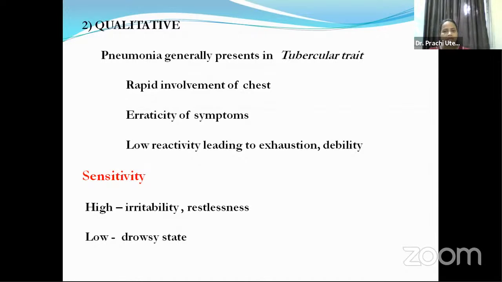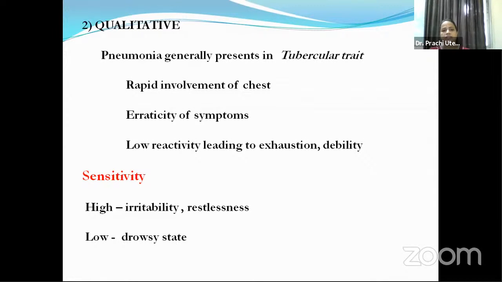So if there is a gradual onset and the symptoms are not very evident, it can go in the psoric variety, and when there are complications and there is destruction of the tissue, then usually it is going towards the syphilitic. This is about the susceptibility, the miasm, and the sensitivity.